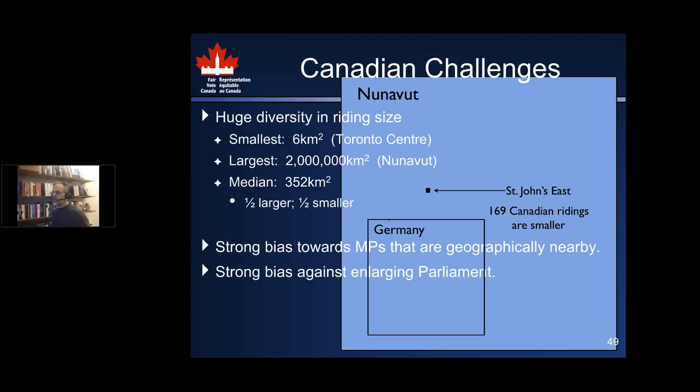And the third thing is that we've heard over and over and over again from people that they don't like the idea of a significantly enlarging parliament. They think, 338 MPs, that's about enough, thank you, for a country the size of Canada. And so that restricts the available options for designing systems for Canada.